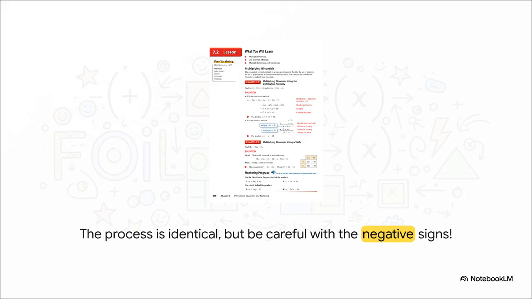2x times x, that's 2x squared. No problem. 2x times 5 is a positive 10x. But here we go. Now we're using the negative 3. So negative 3 times x gives us negative 3x. And negative 3 times positive 5 gives us negative 15. See how important it is to watch those signs?